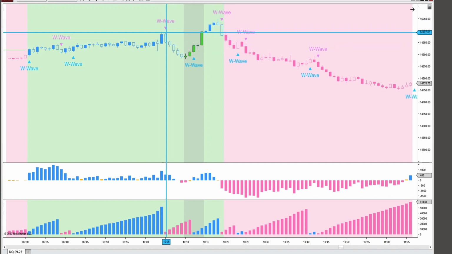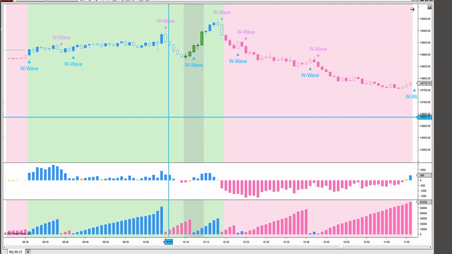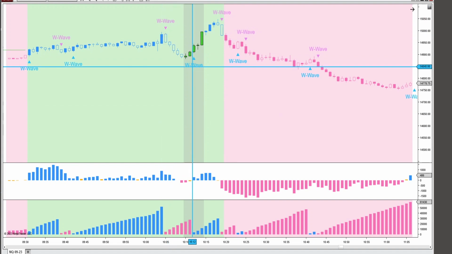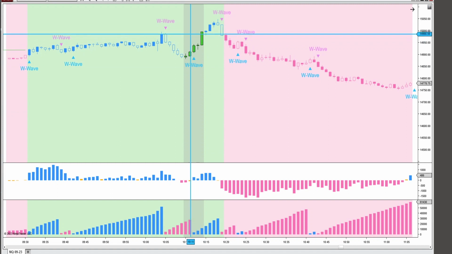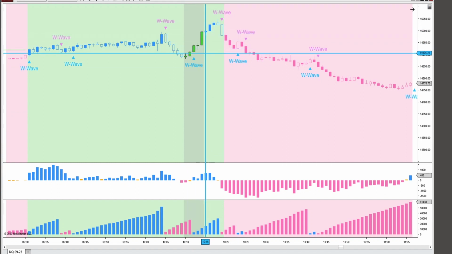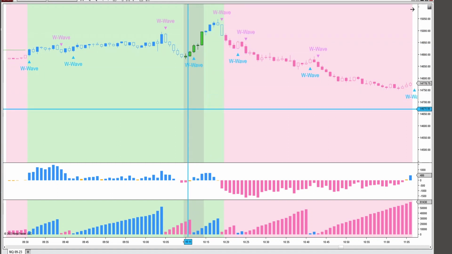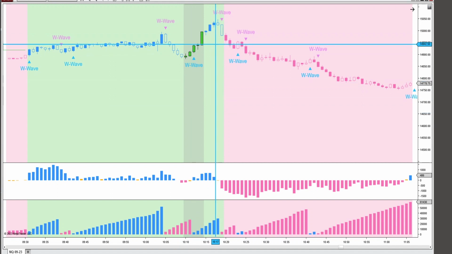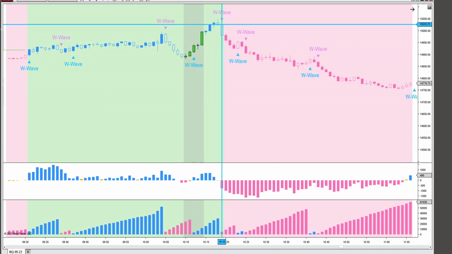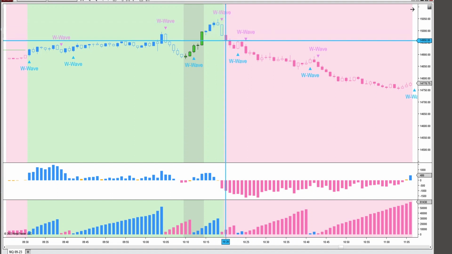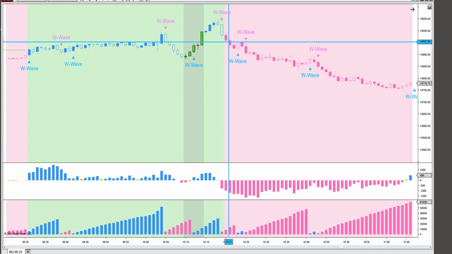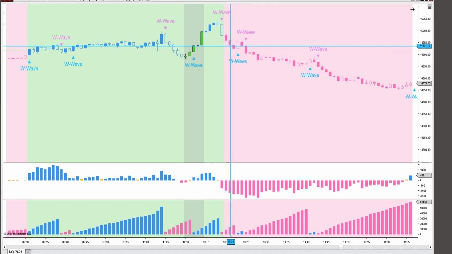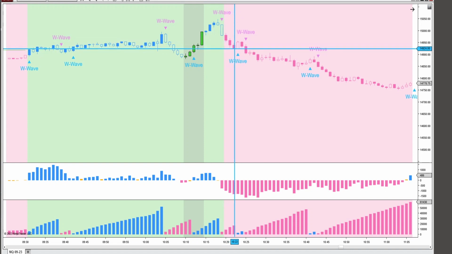This W wave signal we would ignore because we have the green cumulative delta background. This W wave signal, we are in kind of a gray zone. It's neither bullish or bearish on the cumulative delta. But if we waited till a little bit after 10, we get a W wave signal to the downside. In the very next candle, our cumulative delta turns bearish as well. That's a 30-point drop in 2 minutes right there.